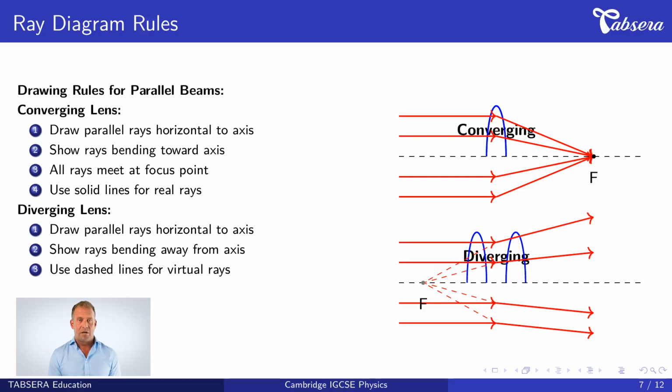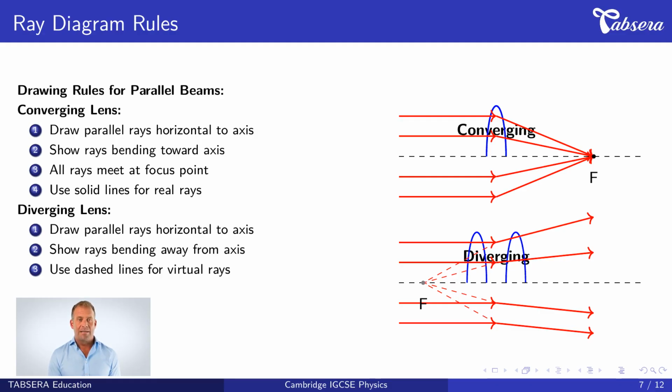Ray diagram construction follows specific rules for accuracy. For converging lenses, first, draw parallel rays horizontal to the principal axis. These represent the parallel beam of light. Second, show rays bending towards the axis after passing through the lens. This demonstrates the converging effect. Third, all rays meet at the focus point on the principal axis. This is where convergence occurs. Fourth, use solid lines for real rays because light actually travels these paths.